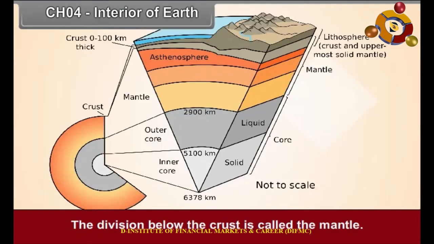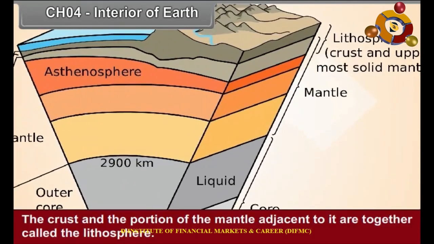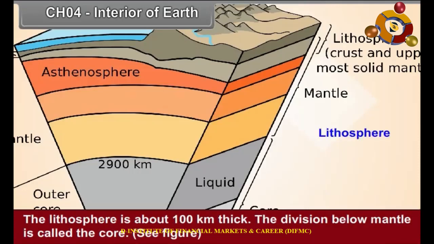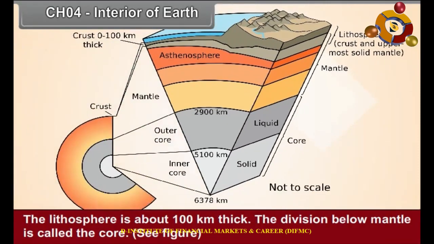The division below the crust is called the mantle. The crust and a portion of the mantle adjacent to it are together called the lithosphere. The lithosphere is about 100 kilometers thick. The division below the mantle is called the core.